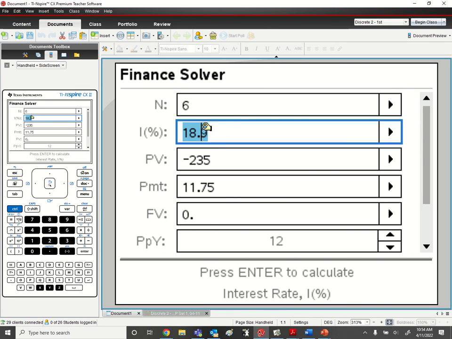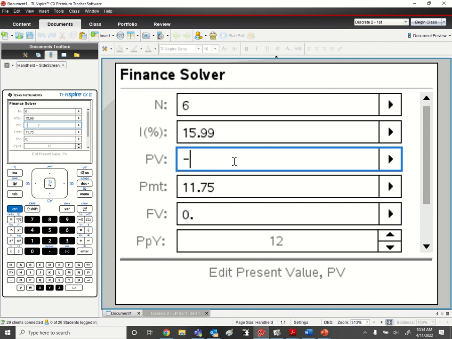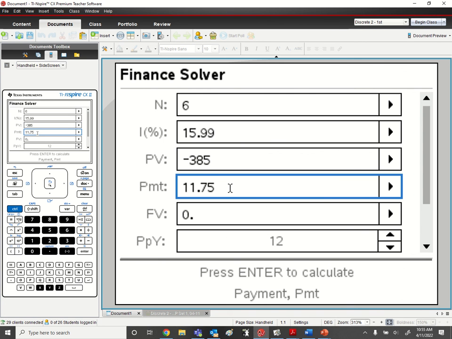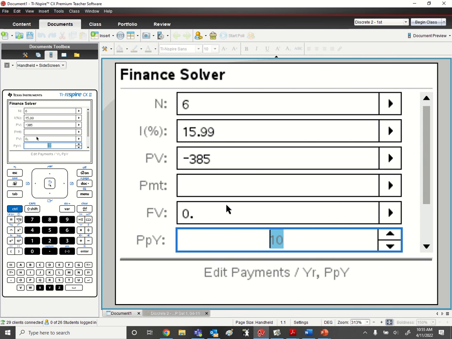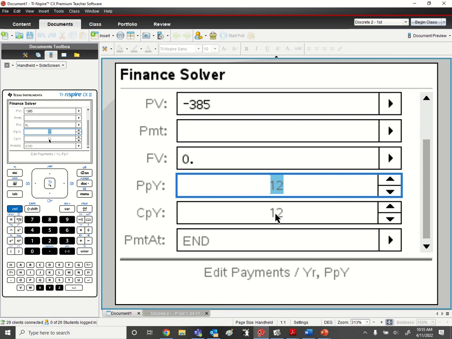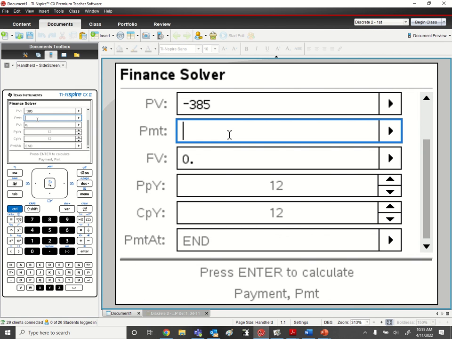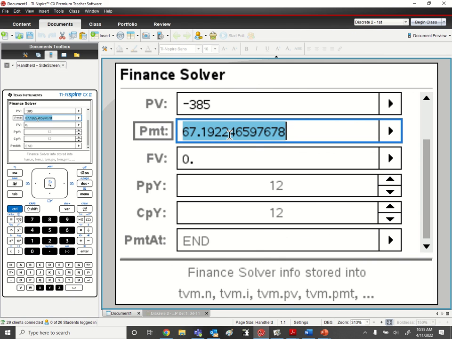What was the interest on my American Express? What is it? 9 point. You said American Express, right? Oh, American Express, 15.99, yeah. Sorry. Well, how much did I spend? So if I'm spending it, it's a negative 385. I want to know what my payment amount's going to be, right? So what I'm going to do is I'm going to delete this and move down. My future value? 0, because I want to pay it off, right? And this needs to be 12. 12, 12, end. So I highlight payment, because that's what I want to figure out. And then I hit enter to calculate it. 67.20. Remember, credit card companies, they're always going to round up. 67.20 is going to be my payment.